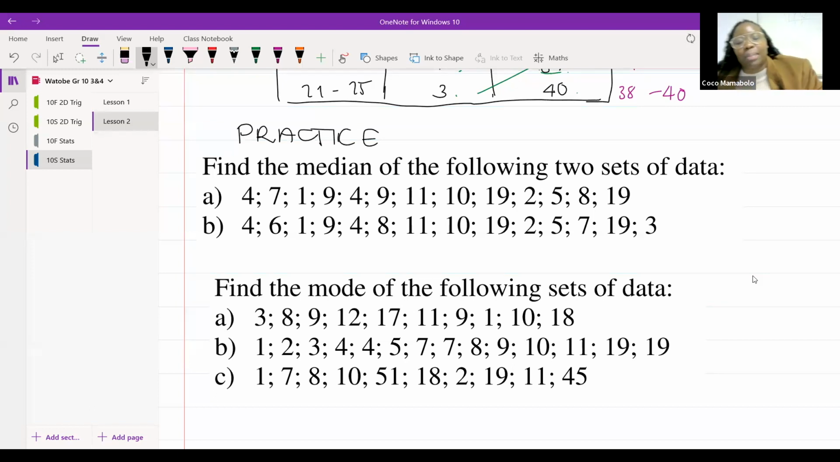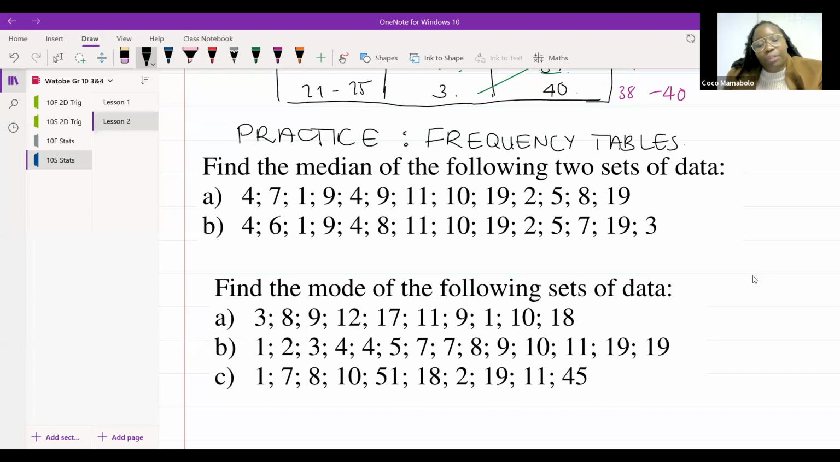All right. You can take some practice to find the median of the following two sets of data. It would be better, guys, if you drew them in a frequency table. There is a very big chance that one of your first tests or the such will definitely have frequency tables. So they won't give you sets of data like this. They'll give you a frequency table.